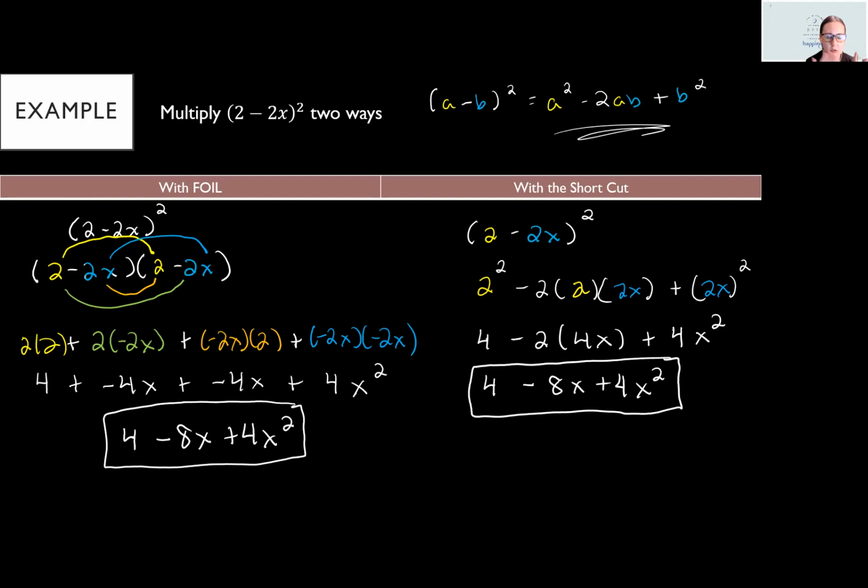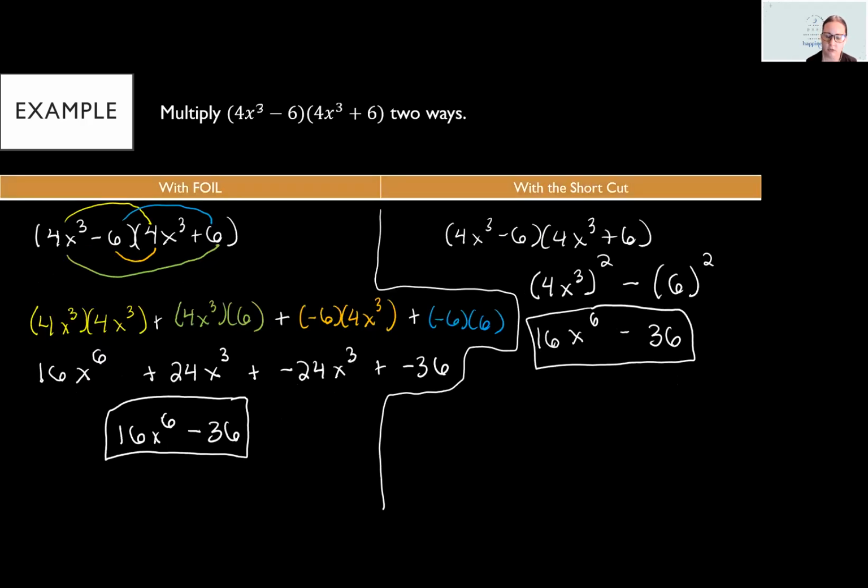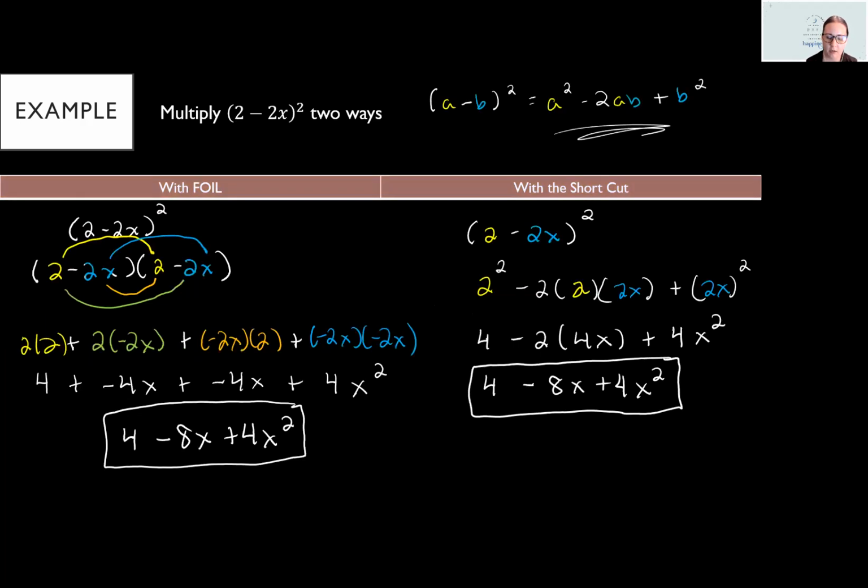Now, either way here, using FOIL or the shortcut, I see people making the same mistake, which is they want to turn it into a difference of squares. They skip the middle part and they multiply the first things and the last things. But it doesn't work that way when it's identical. It only works that way if you have two things with opposite signs. Here you're multiplying the same thing, so you do have that middle term.